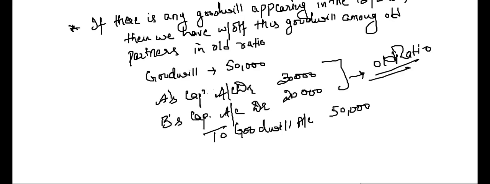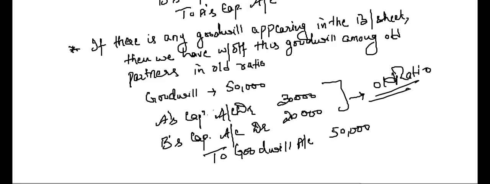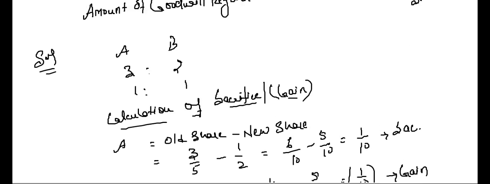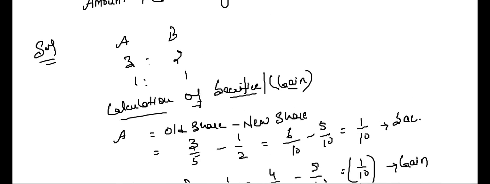Right? So what we will do is we will write off the goodwill among old partners in old ratio. We will debit the partners' capital accounts because we are writing off their reputation, and we will credit the goodwill. We are writing off an asset costing 50,000, right? So this is a very important point that if there is any goodwill appearing in the balance sheet, then we have to write off this goodwill among old partners in old ratio, right? So this is the accounting treatment of goodwill, right?